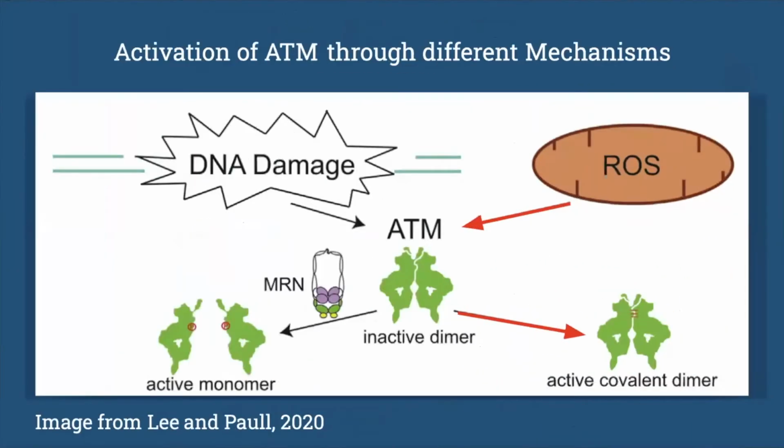So let's go back to talk about the mechanisms of activation for ATM. The second pathway is independent from MRN and relies on oxidative changes to ATM that result from reactive oxygen species, or ROS. This pathway does not split the inactive homodimer, but rather modifies it into an active dimeric state.